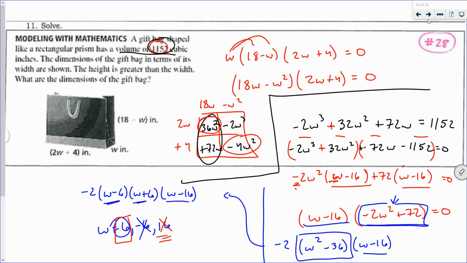Winding back just to complete this video, notice it says, what are the dimensions of the gift bag? So as soon as we find this, we still got to plug 6 in here, 12, plug 6 in here is 12 with 16. So we still got to finish with 16 by 6 by 12. Right? Okay, that ends part 2 of the review video. See if I can get out of here.